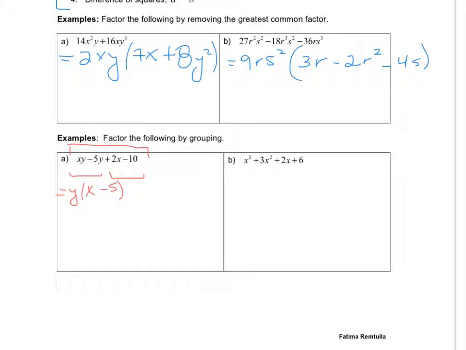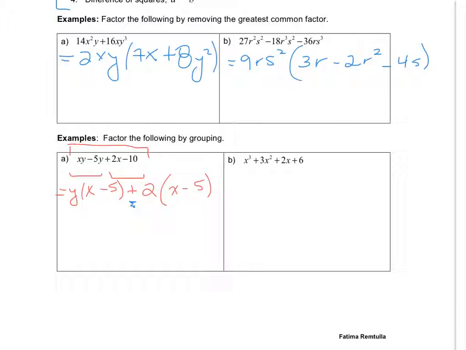Great. Now I look at the next 2 terms, and I want to see what's common there. This time, there's a positive 2 that's common. So I always need a sign. Okay, so this is the most common mistake. A lot of students forget the sign here. You need a sign. So positive 2, and then when I take out a common factor of 2, what's left over is x minus 5.